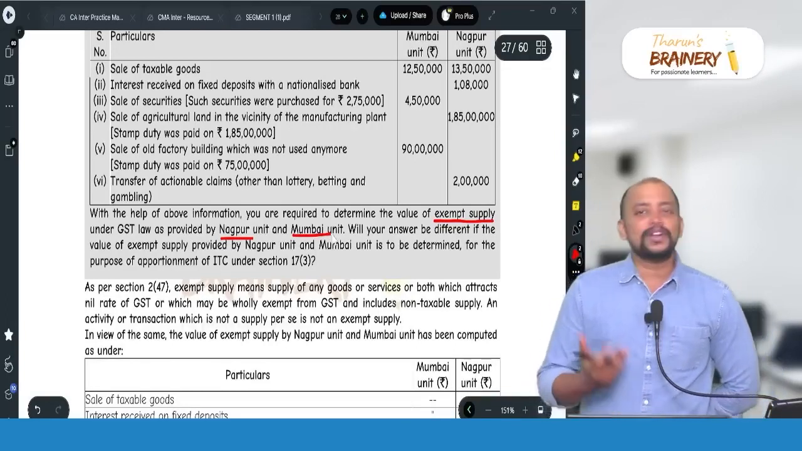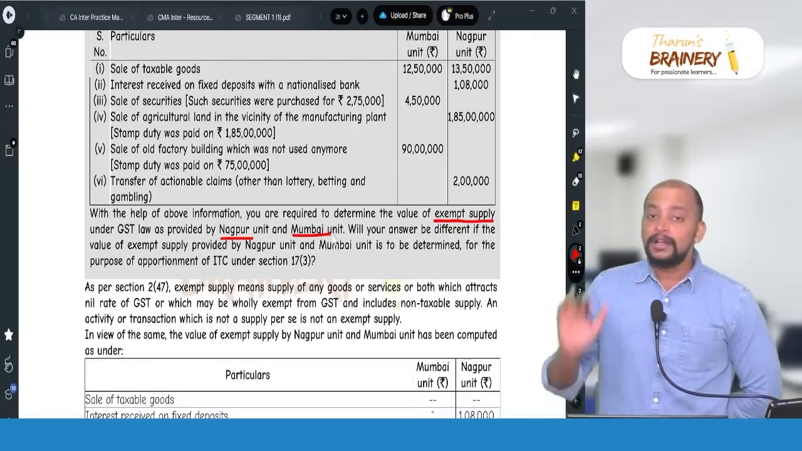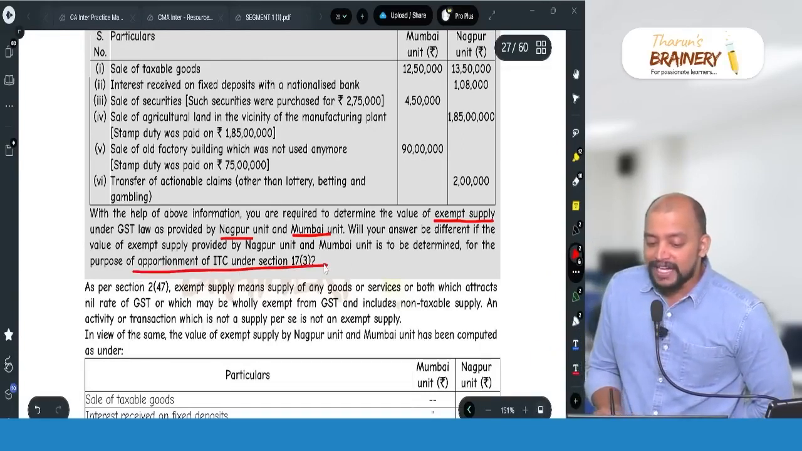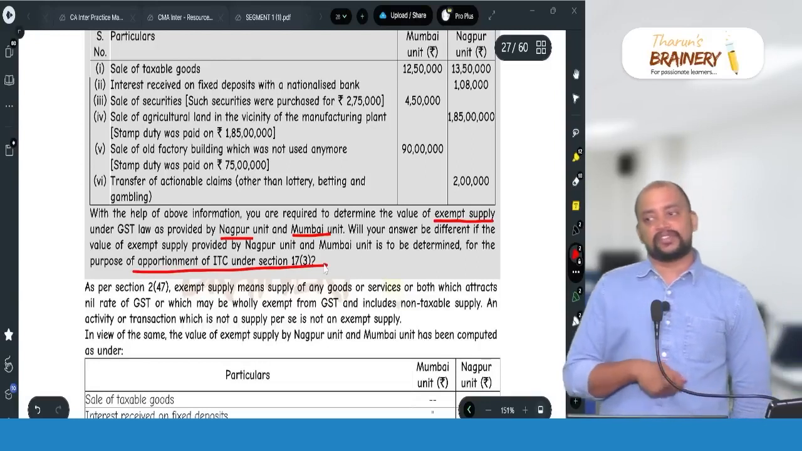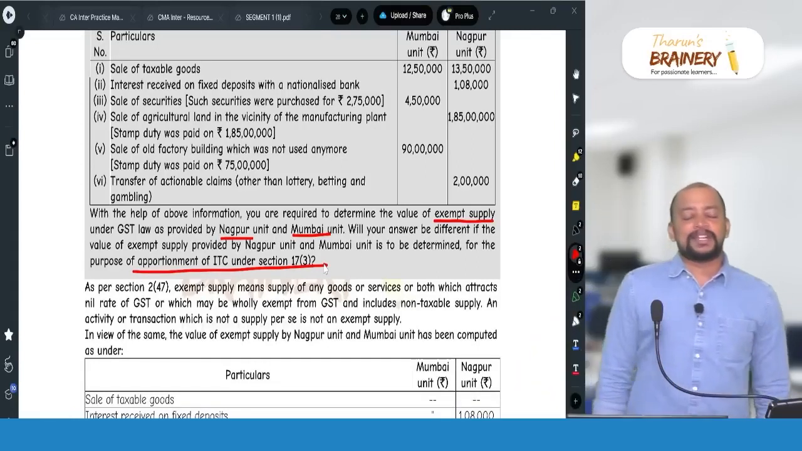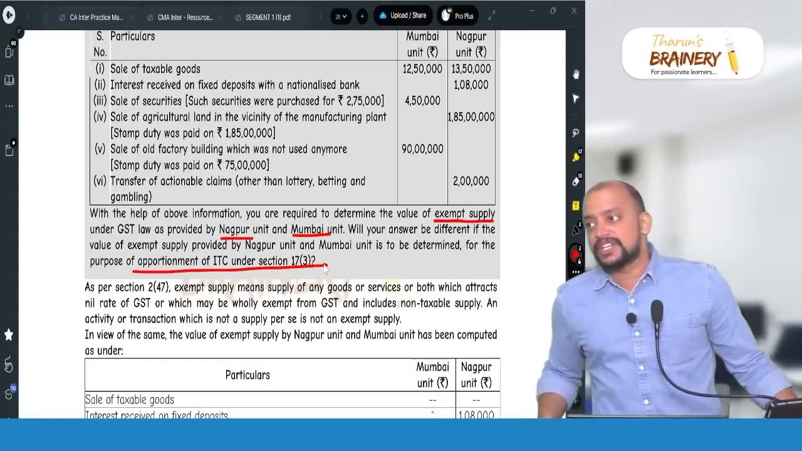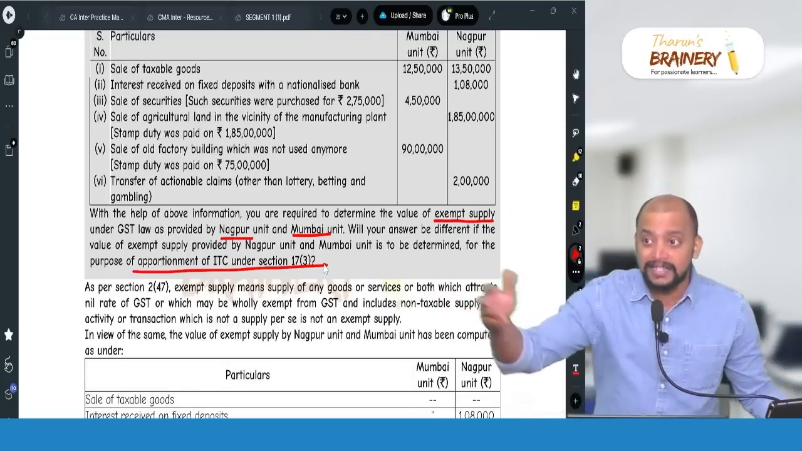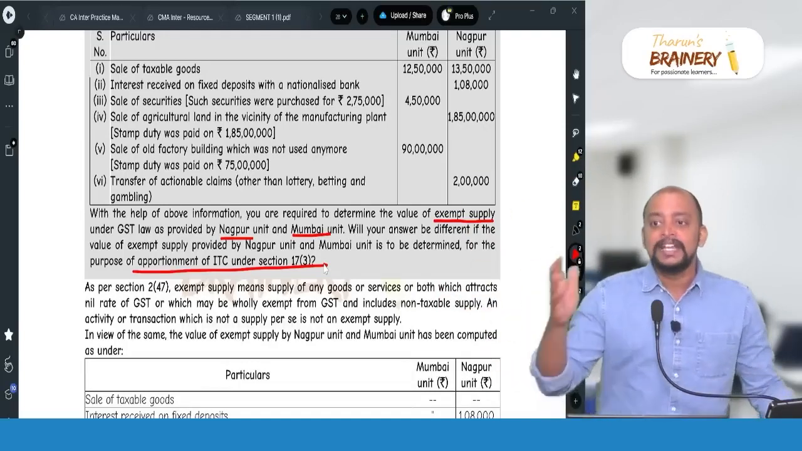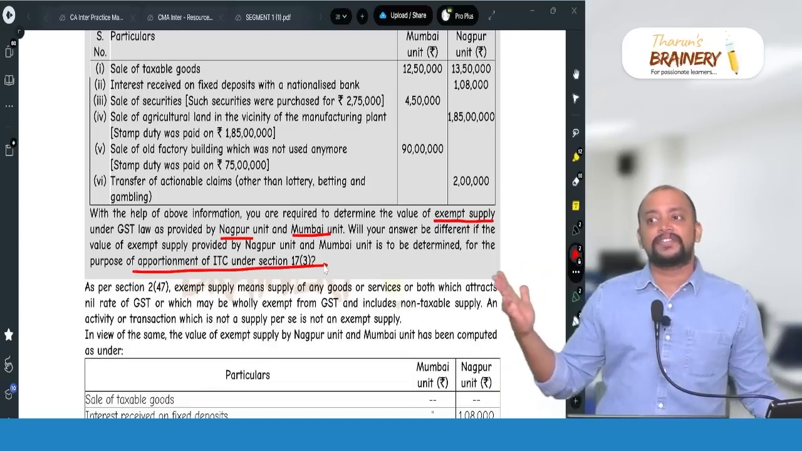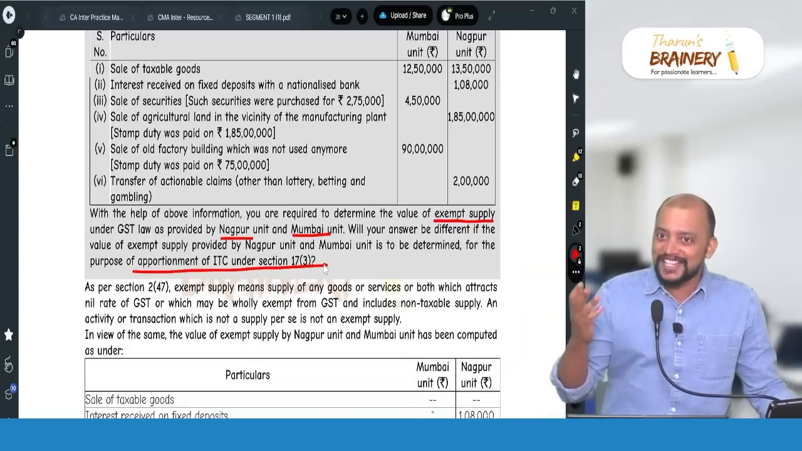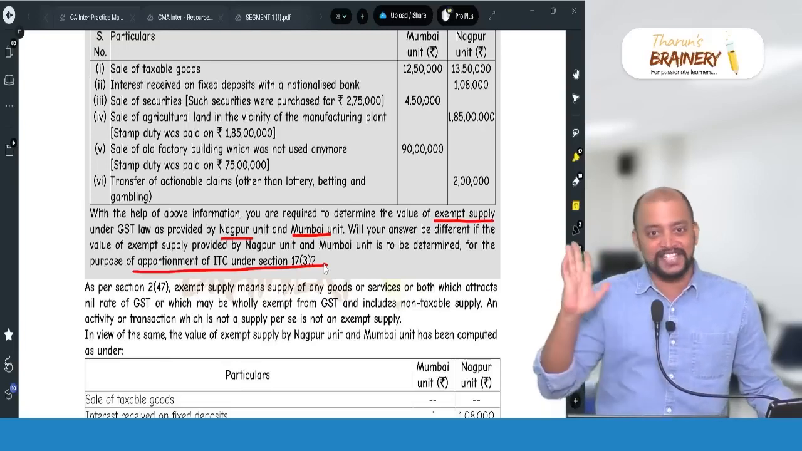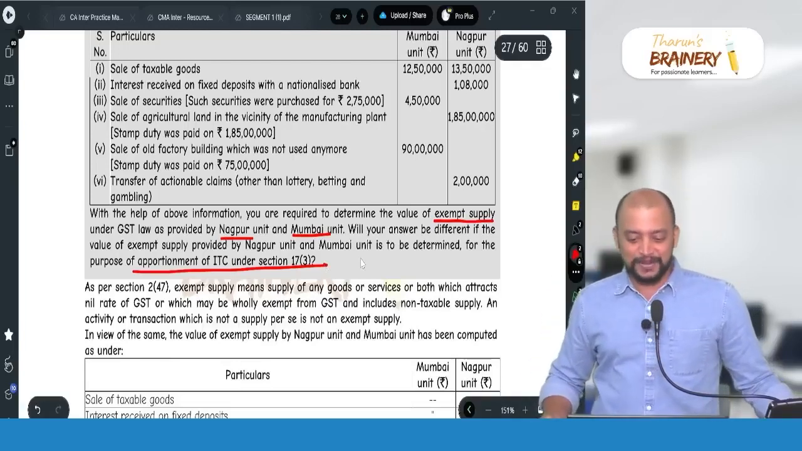Exempted supply means exempted, nil rated, non-taxable. Exempted supply for the purpose of ITC under section 17 subsection 3 is notified as exempted, nil rated, non-taxable, supply covered under RCM, sale of land, sale of building, sale of securities. In case of sale of land, stamp duty value; in case of sale of building, stamp duty value; in case of sale of securities, 1% of sale value of securities should be taken.